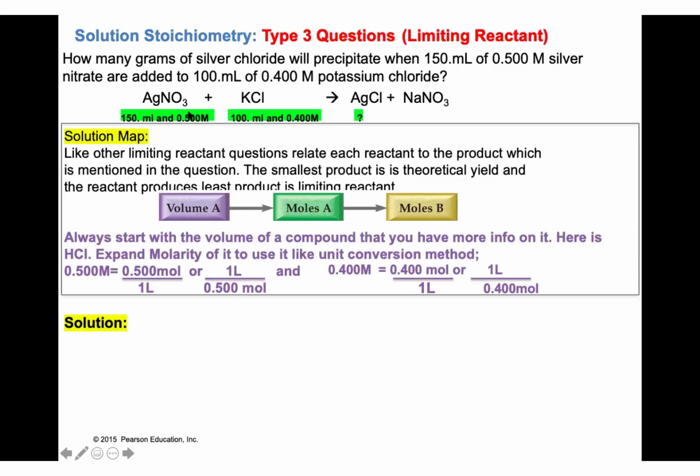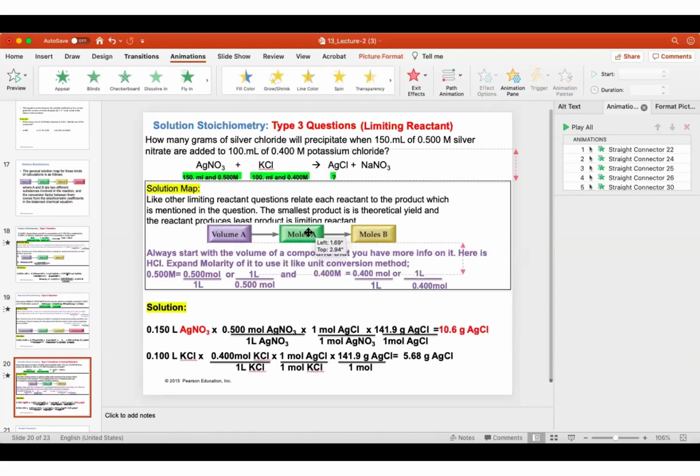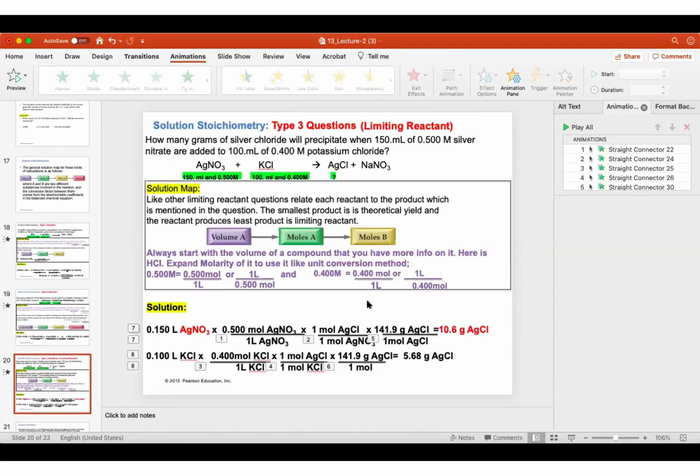So they give me in the limiting reactant question everything that I need of a given numbers. So what I need in molarity calculations, the volume and molarity of the compounds. What else I want? Nothing, right? So what should I do? I do just a limiting reactant, like other limiting reactant questions. I relate each reactant to the product. What product? The one that they already asked in the question.